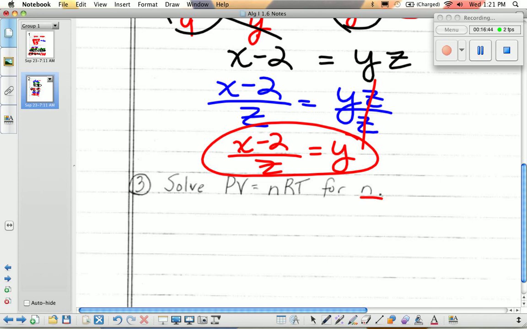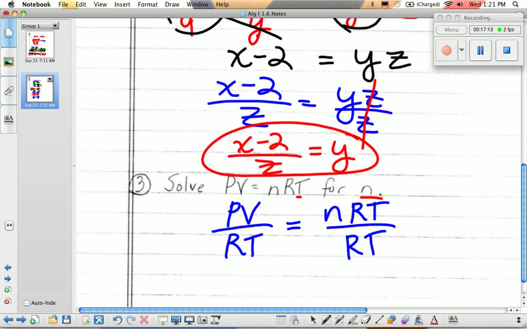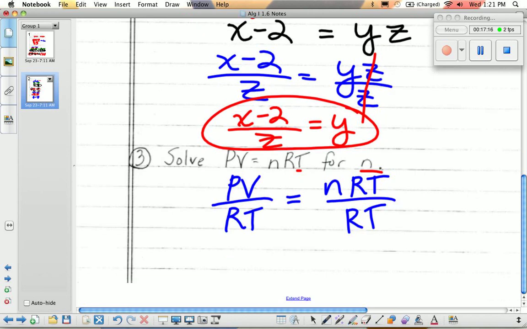What's happening over on the side where n is? It's being multiplied by RT. It's really being multiplied by R, and it's being multiplied by T, but we're going to let those guys be Siamese twins and stick together. We're going to undo them at the same time. So what would we do? Divide by RT. So PV gets divided by RT. I feel like we're talking in another language here. And the other side also gets divided by RT. What's cool is just what we want to happen. The RTs cancel out over here. And presto, n is by itself.